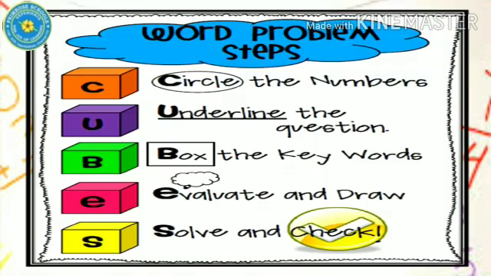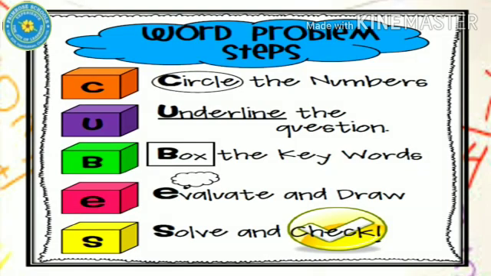Remember what I taught you in the last class? What are the steps for the word problems? CUBES. First, we need to circle the numbers. U stands for underline the question. B stands for box the keywords. E stands for evaluate and draw. And S stands for solve and check. Okay? With the same steps of CUBES, we are going to solve the word problem.